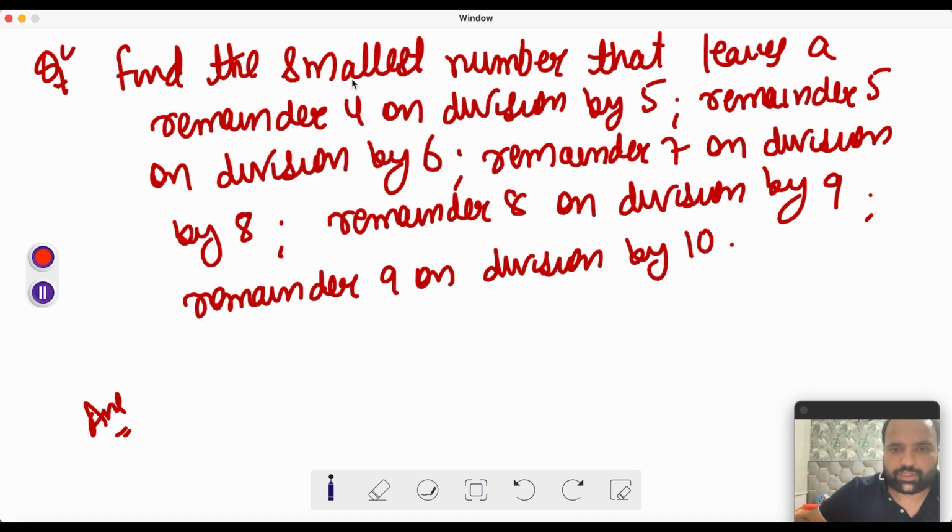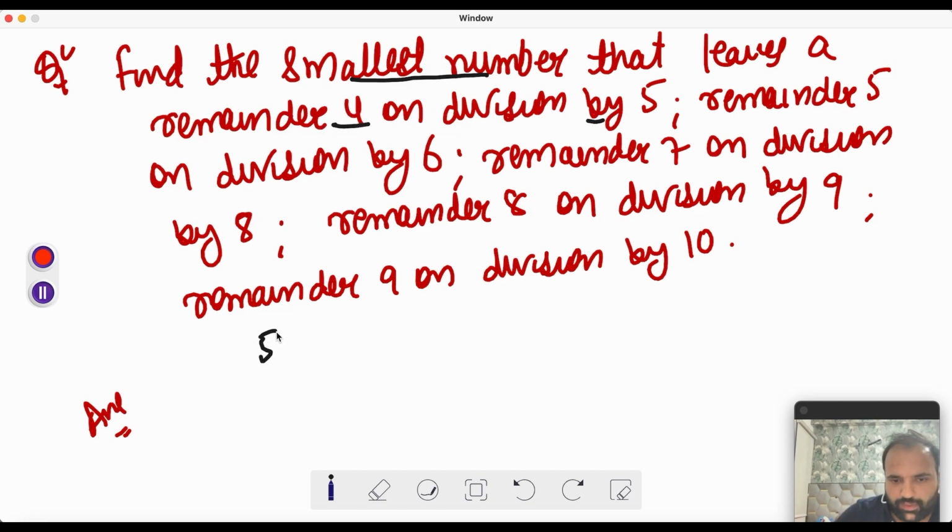The first thing it says is find the smallest number. Smallest number means HCF. Okay. Now, the second thing is we have a pattern over here. It says leaves a remainder of 4 on division by 5. When we are dividing something by 5, let's say, it leaves a remainder 4. We are dividing it by 6. We have to find one number, so the number does not change, therefore it will still be n.